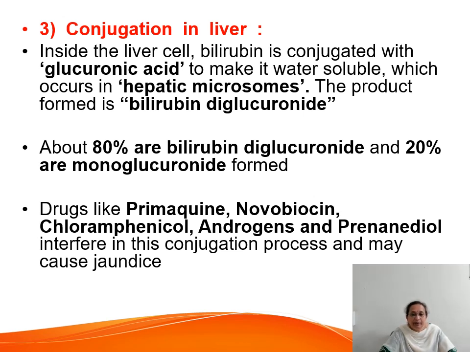Certain drugs like primaquine, novobiocin, chloramphenicol, androgens, and pregnandiol are drugs which can interfere with this conjugation process, which may lead to the occurrence of jaundice.